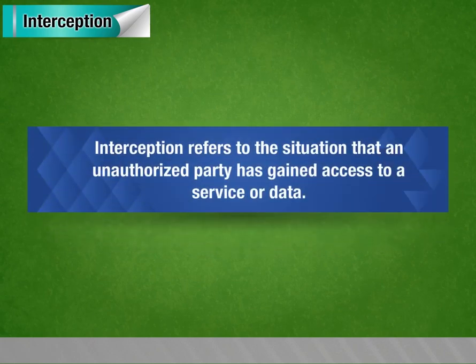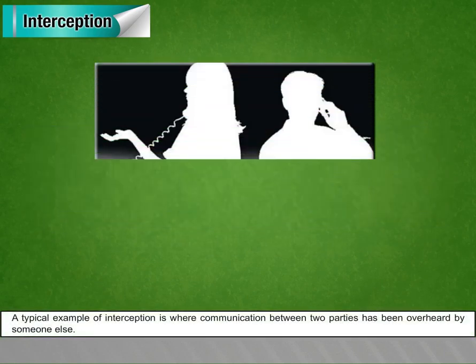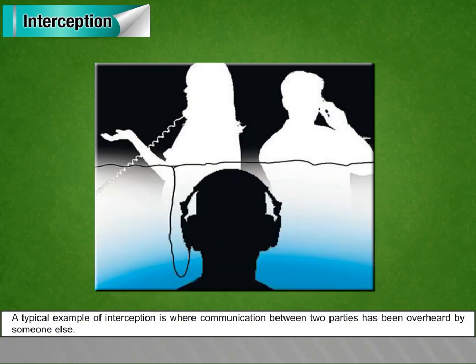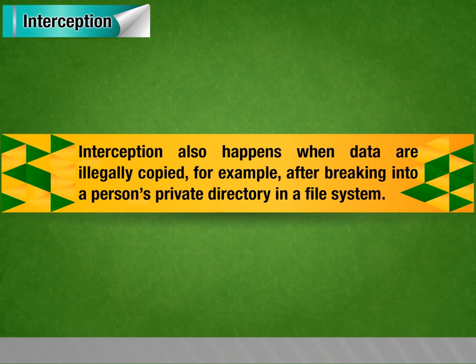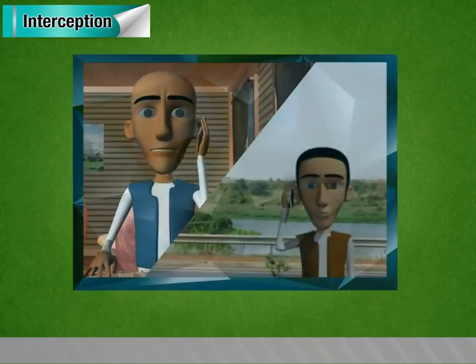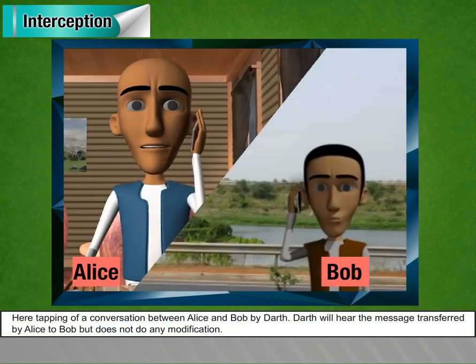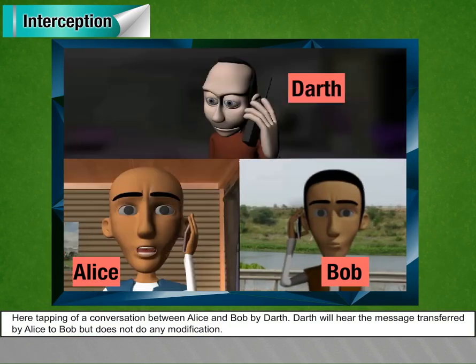Interception. Interception refers to the situation in which an unauthorized party has gained access to a service or data. A typical example of interception is where communication between two parties has been overheard by someone else. Interception also happens when data are illegally copied, for example, after breaking into a person's private directory in a file system. Here, tapping of a conversation between Alice and Bob by Dot. Dot will hear the message transferred by Alice to Bob but does not do any modification.